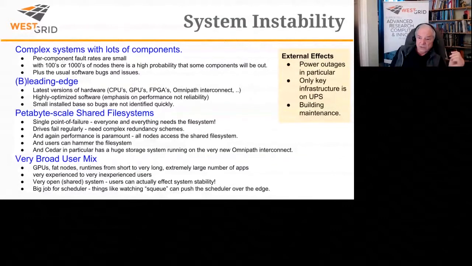We have a few other points that I just made here, that they're all leading edge stuff. We bought the latest hardware, the latest CPUs, latest GPUs. Software is very, very optimized for performance, not necessarily for reliability. And there aren't too many of these machines, so we don't have 10 million users working on the machines and finding bugs. A key part, as we see today with Cedar, is these huge shared file systems. We've got tens of thousands of drives, and they fail every now and again. So there have to be complex redundancy systems around that. And again, performance is paramount.